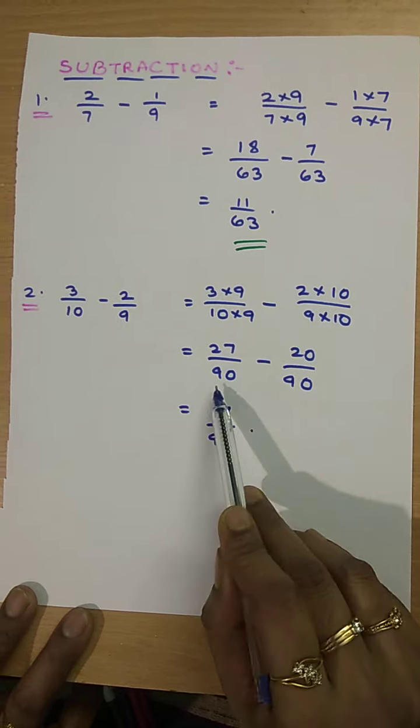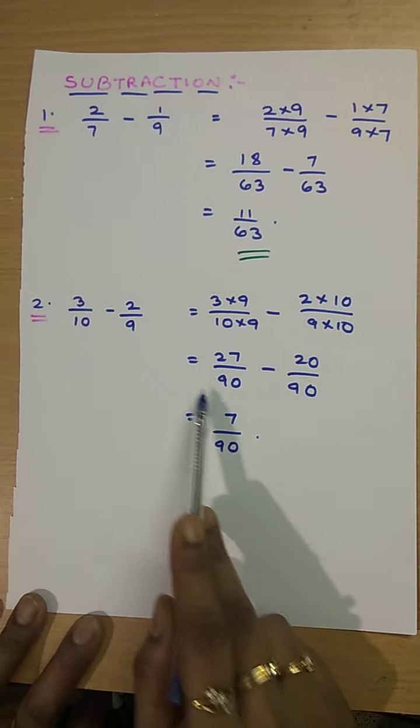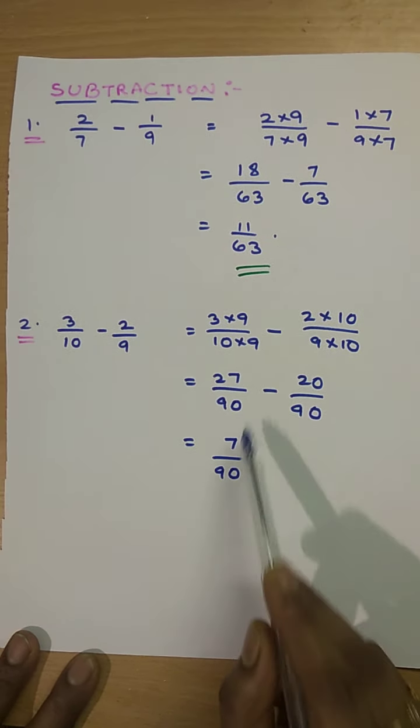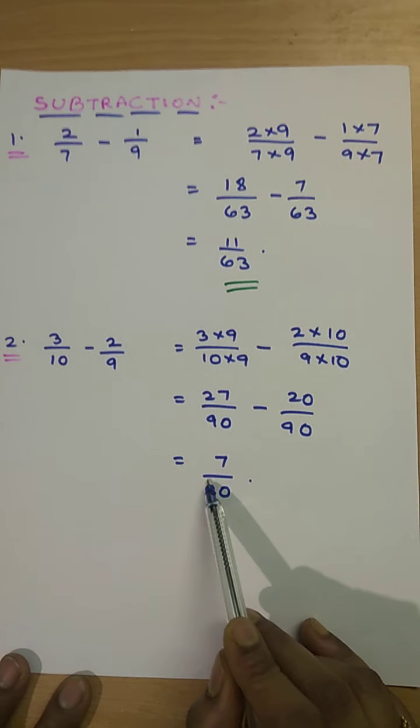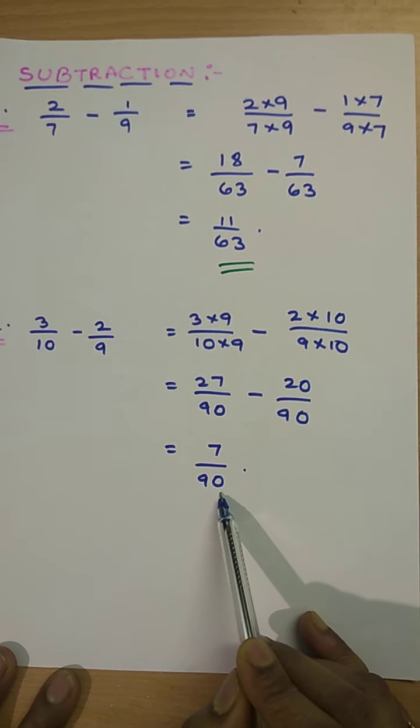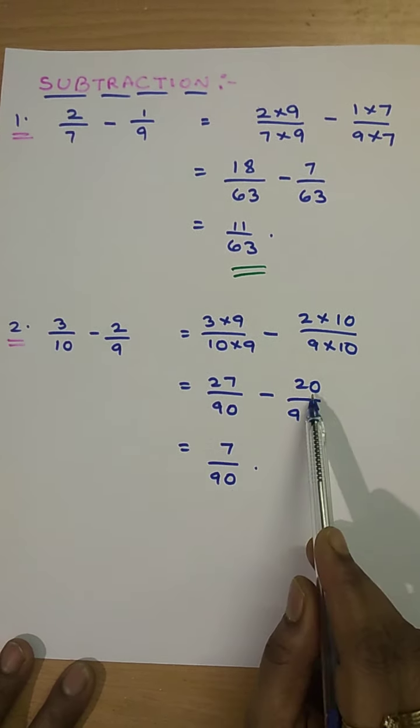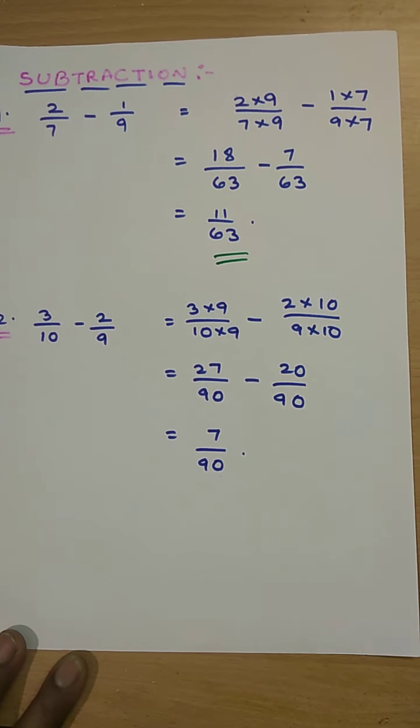So I have changed these unlike fractions into like fractions. Now I am going to do the subtraction here. I have taken 90 in the denominator and 27 minus 20, which is equal to 7, so the answer is 7 by 90.